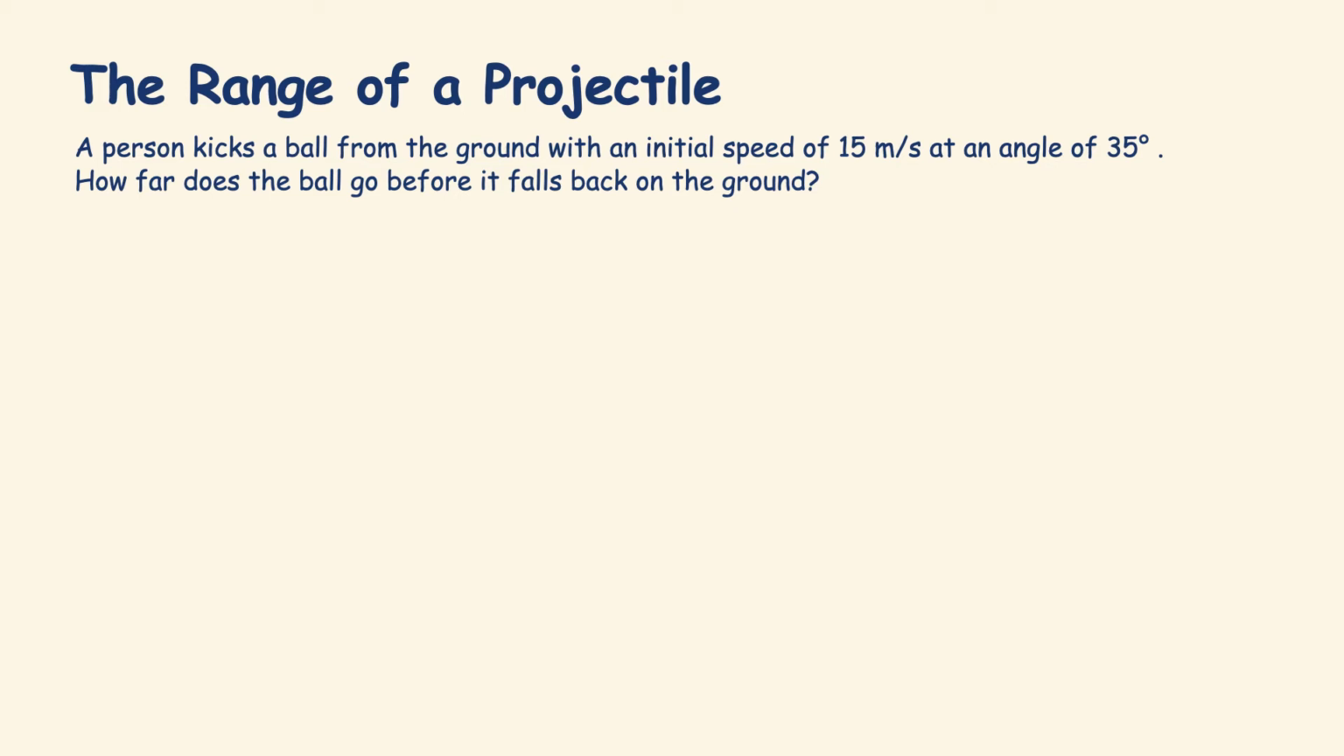Let's solve an example for the range of a projectile, or in other words, for how far a projectile can go in the horizontal direction. We have a person that kicks a ball from the ground with an initial speed of 15 meters per second at an angle of 35 degrees. The question will be, how far does the ball go before it falls back on the ground?